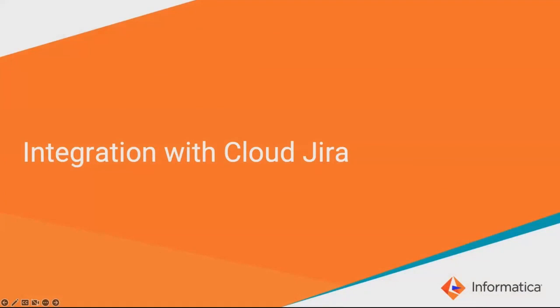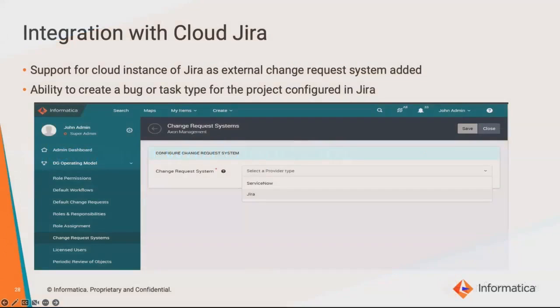Next, moving ahead, we had integration with the cloud Jira as well. Earlier, we had only the ServiceNow integration with respect to the ITSM. Now we have extended that support to Jira, and it is only for Jira which is a hosted instance or the cloud instance. You can create a bug or a task type. This can be configured in the change request system in the admin panel, wherein it creates a ticket on your Jira instance whenever a change request is created in Axon, and it goes through its own life cycle in your Jira system. Once it is completed, it comes back to Axon to give an update. So all the synchronization that we had earlier with ServiceNow is available with Jira as well.